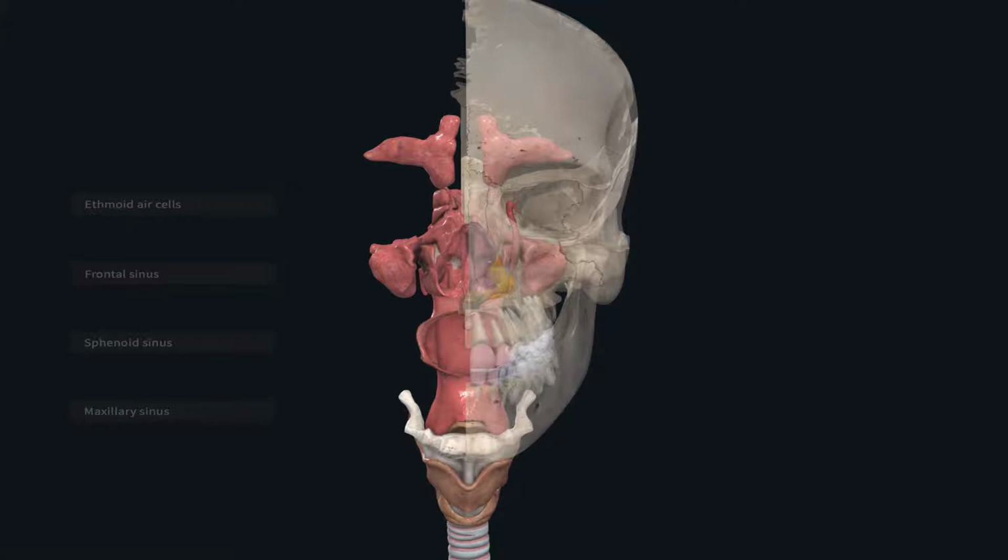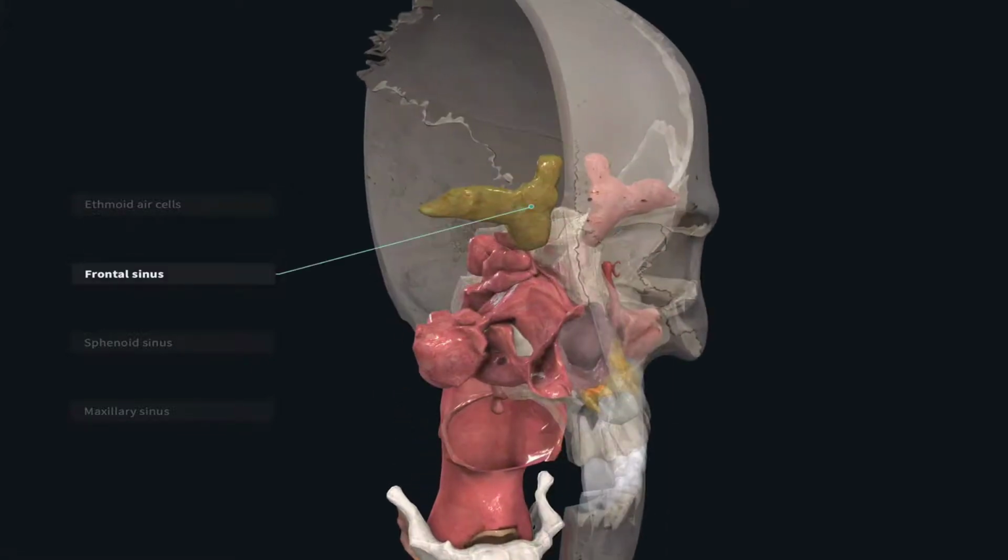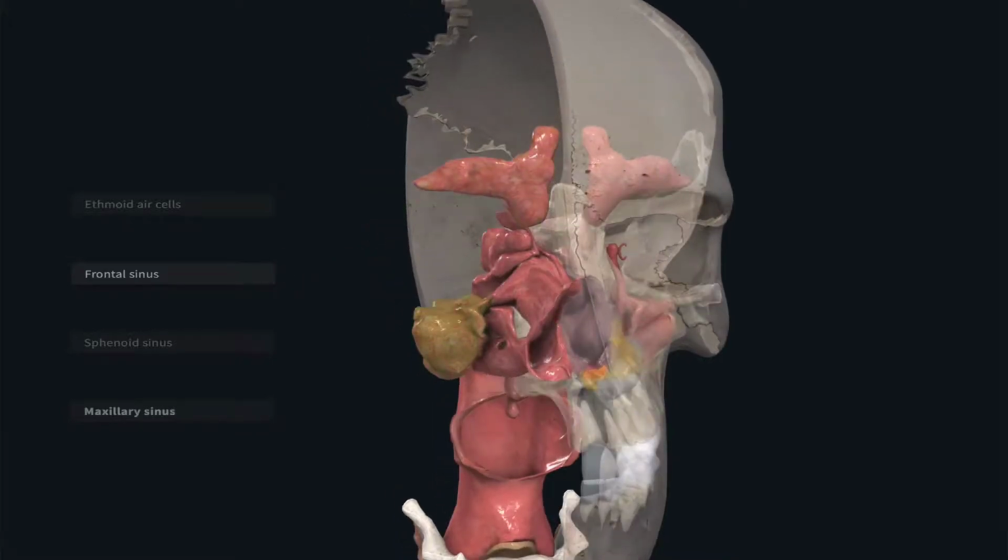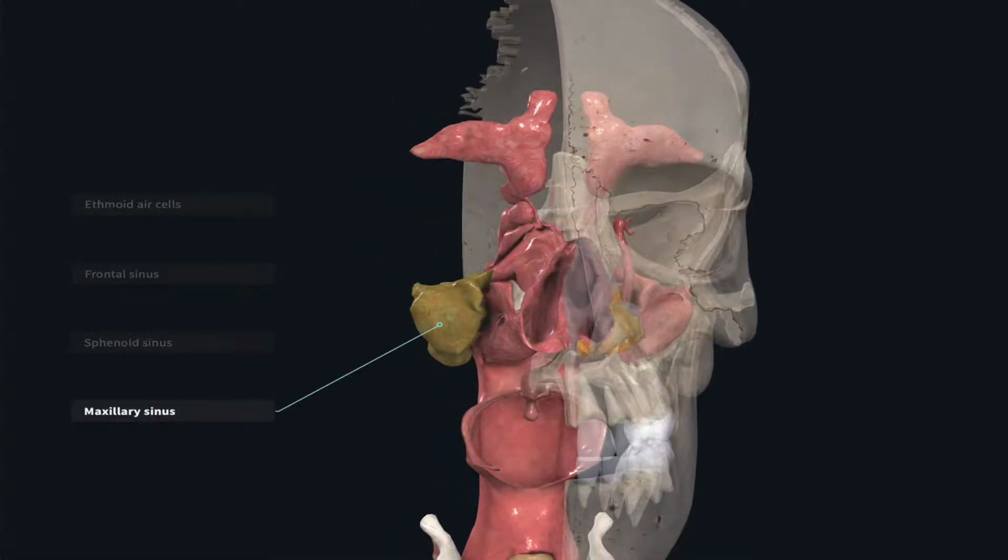Let's begin by looking at the frontal sinus. The frontal sinus is located within the frontal bone, and if you pay close attention, you can see that both of these sinuses, here and here, are located superior and medial to both orbits, or the eyes. Inferior to the frontal sinuses are the 2 largest sinuses called the maxillary sinuses. There's the right one, and here's the left one.